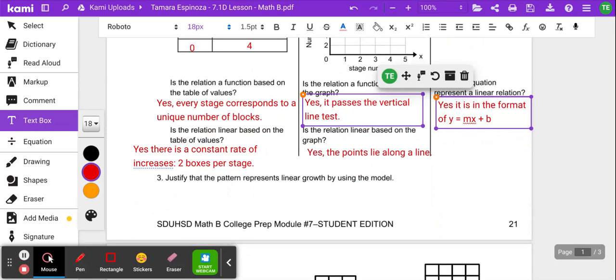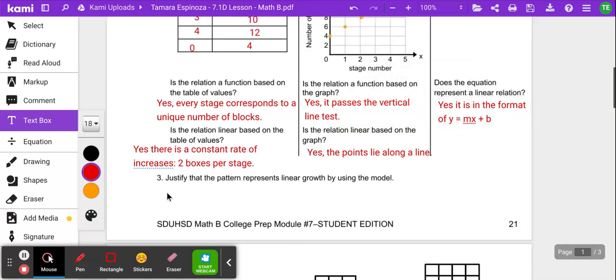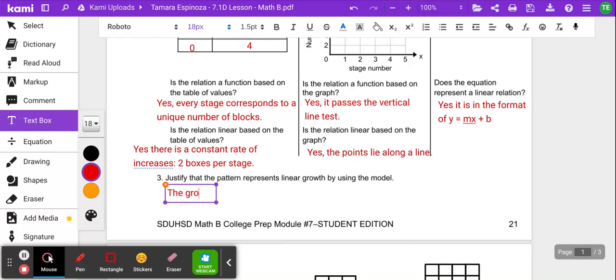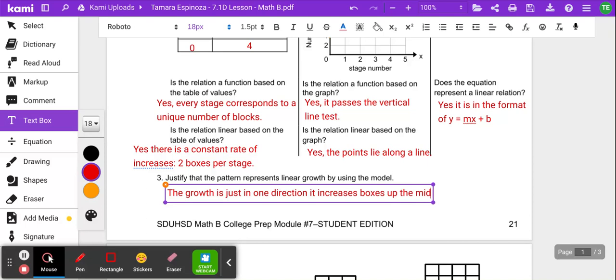All right, moving on. Justify that the pattern represents a linear growth by using a model. Okay, the growth is only in one direction. It's just increasing up the middle. The growth is just in one direction. It increases boxes up the middle column. If we had growth going in different directions, we might have not linear.